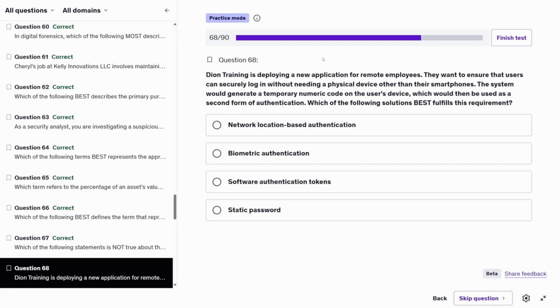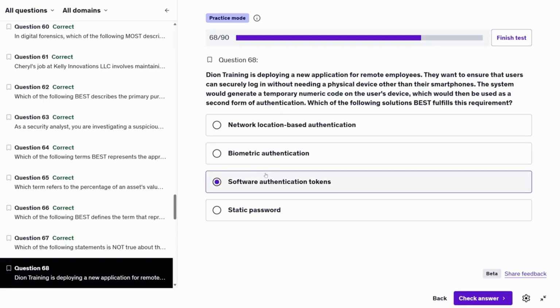Dion Training is deploying a new application for remote employees. They want to ensure that the users can securely log in without needing a physical device other than their smartphones. The system would generate a temporary numeric code on the user's device, which would then be used as a second form of authentication. Which of the following solutions best fulfills this requirement?